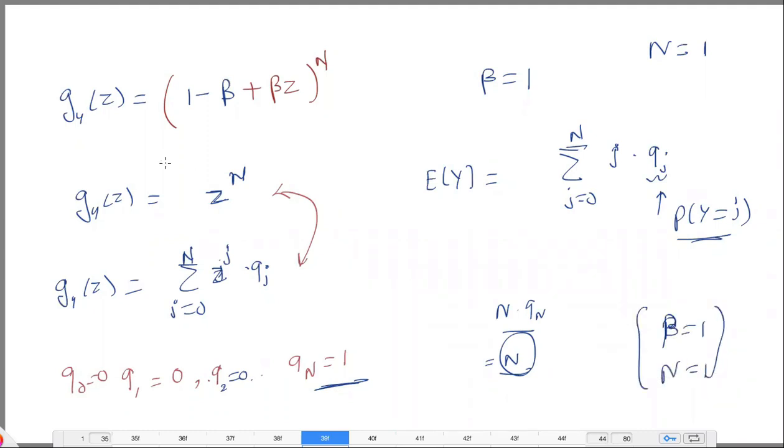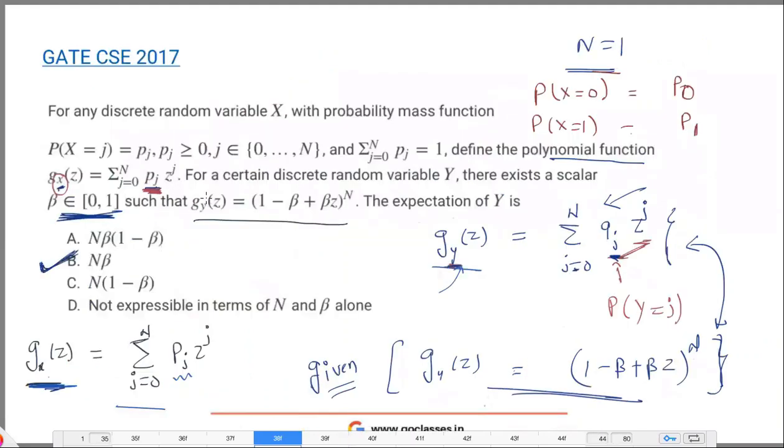So the key point here is that you need to just observe one thing, that you need to write this also, right? That's the key.